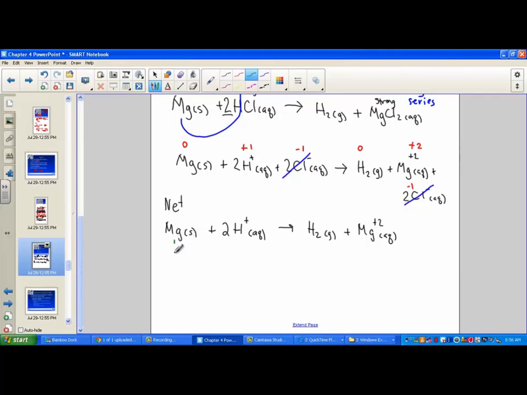Notice how we can assign the oxidation and reduction half reactions. Magnesium started at 0, went to a +2. Becoming more positive is our oxidation half reaction, the Leo of our Leo-Ger. Loss of electrons, oxidation. Hydrogen went from a +1 to a 0. It is becoming reduced, gaining electrons, reduction, the Ger part of our half reaction.